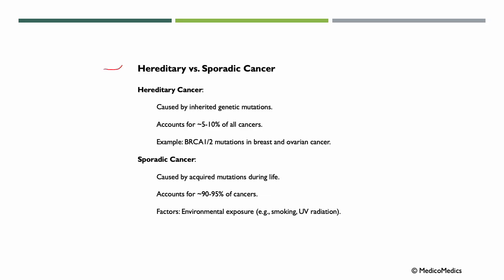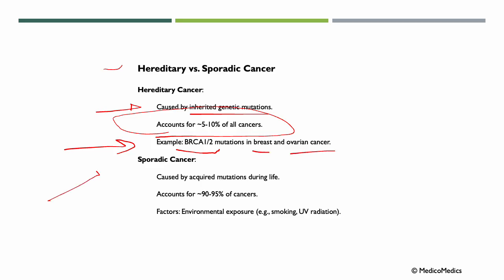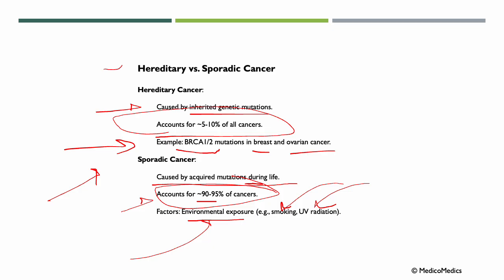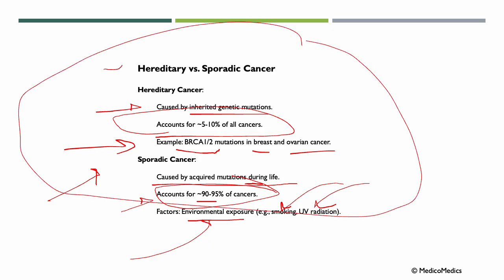Now, hereditary cancer is caused by inherited genetic mutations. It accounts for approximately 5 to 10% of all cancers. Example, BRCA1 and 2 mutations in breast and ovarian cancer. Then we have sporadic cancer caused by acquired mutations during life. This accounts for approximately 90 to 95% of all cancers. And the factors here are environmental exposures like smoking and UV radiation, etc. So hereditary cancers are passed down in families, while sporadic happen due to life choices or exposures, etc.